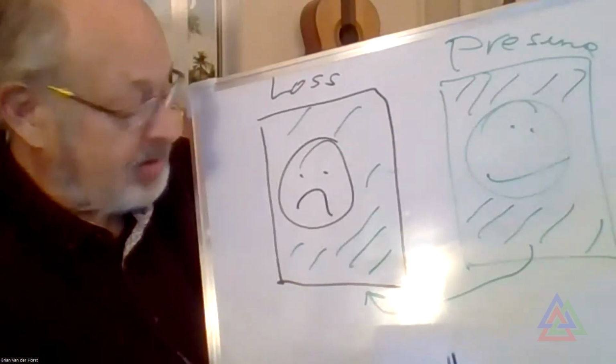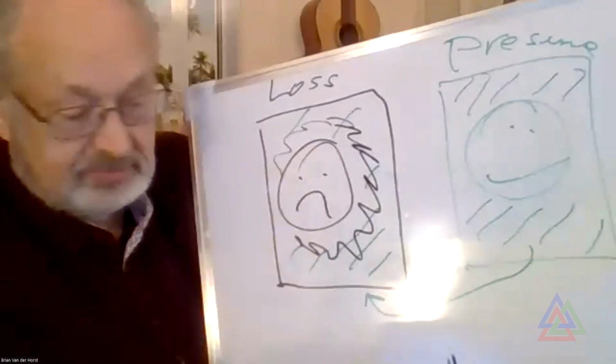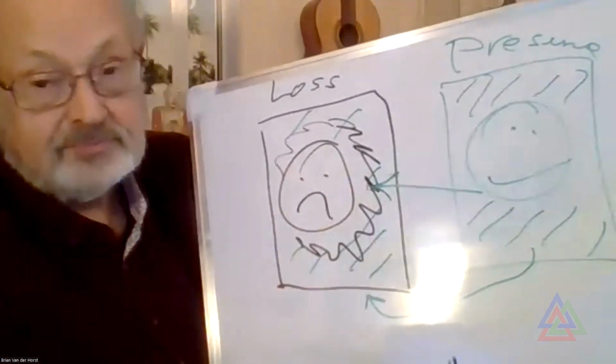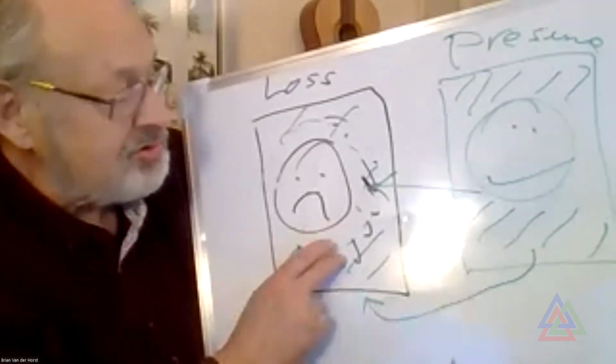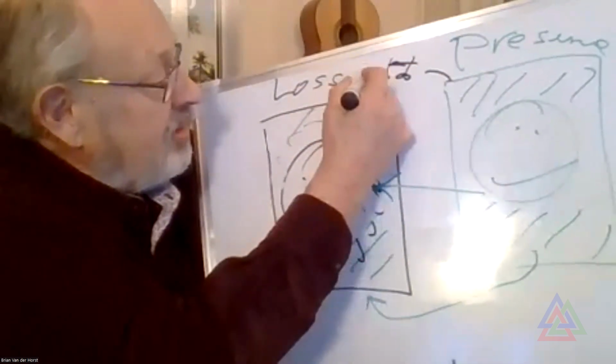If the loss is very fuzzy, what happens if you make it more clear, like the presence? If the presence has music, but the loss is silent, then you add a little music to the loss.